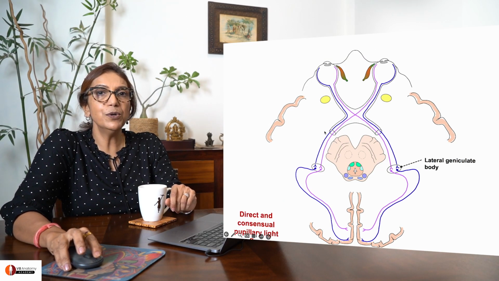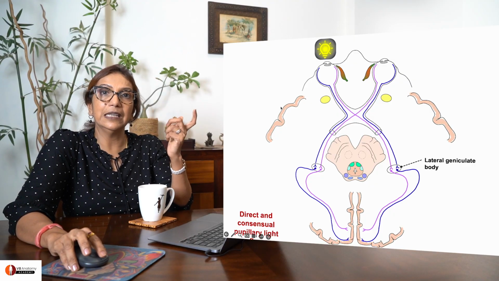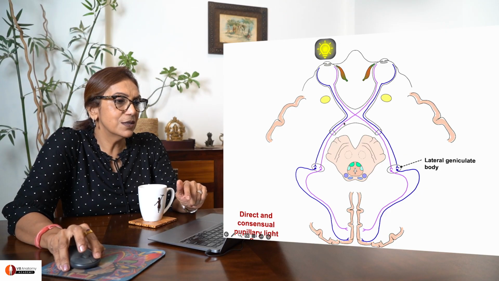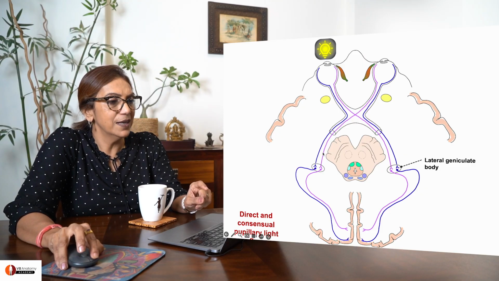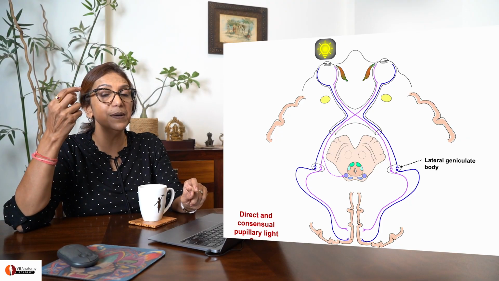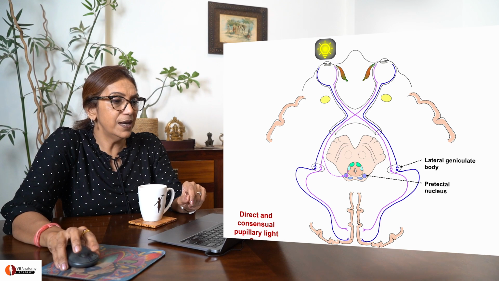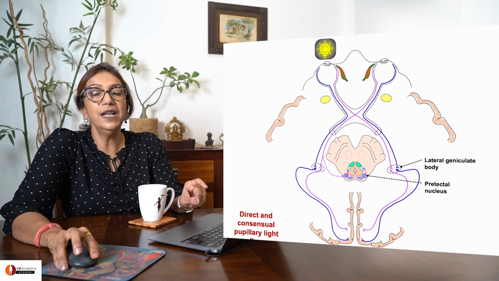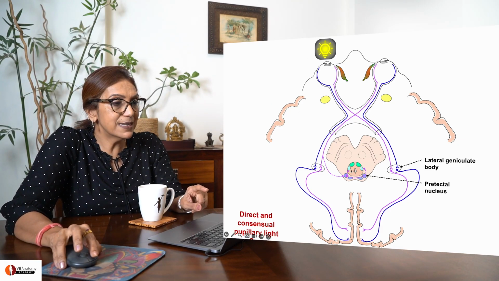Come. Suppose one eye is closed, and somebody throws a light in the other eye. The light is picked up by the retina and carried backwards. It's going to the visual cortex, but when it reaches the midbrain, it gives a branch that informs the pretectal nucleus that light has been put in the eye. What does the pretectal nucleus do? It informs the same side Edinger-Westphal as well as the opposite side Edinger-Westphal: light is there in this eye.